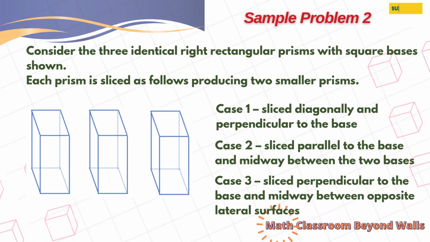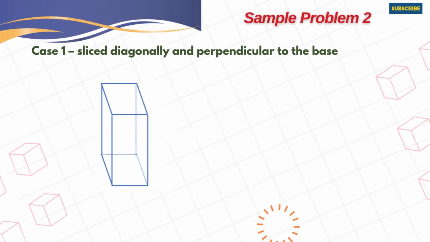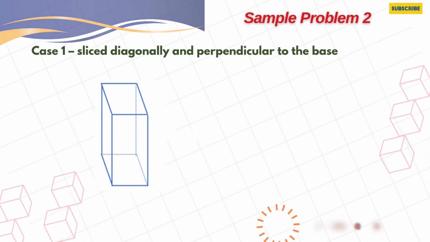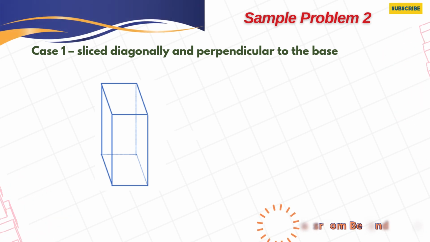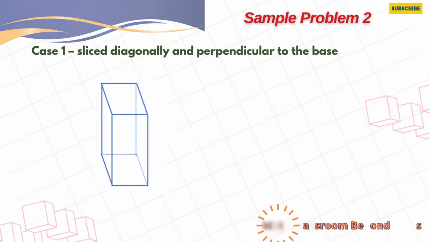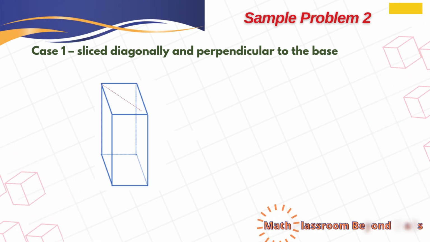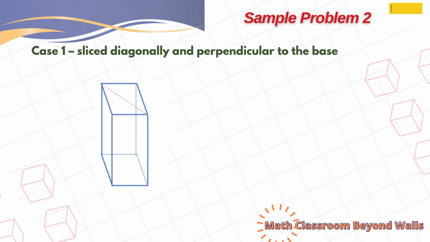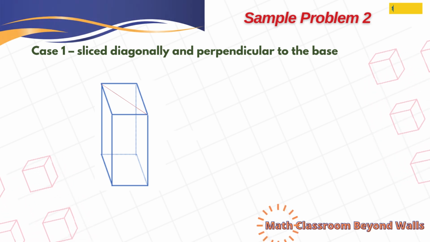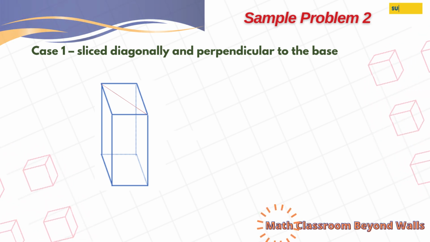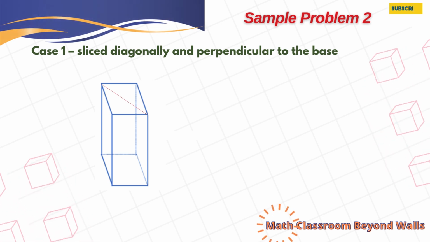Let's go. For case 1, we will slice the prism diagonally and perpendicular to the base. Learners, this is the diagonal of the base on top. We will slice the prism through the diagonal going downward, perpendicular to the base at the bottom. Here we go.